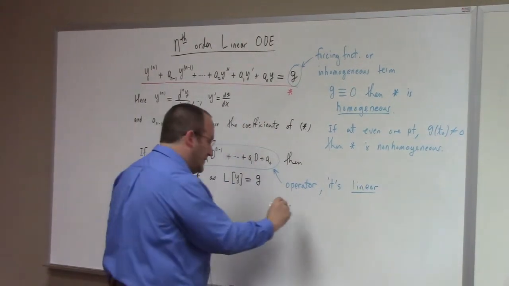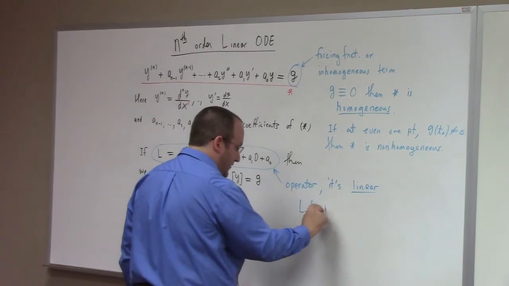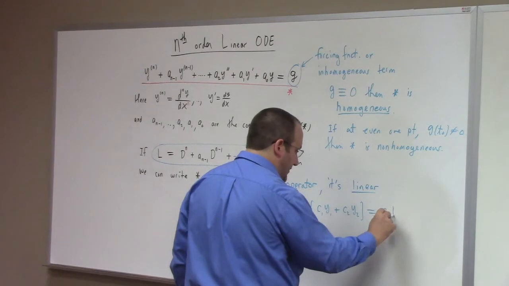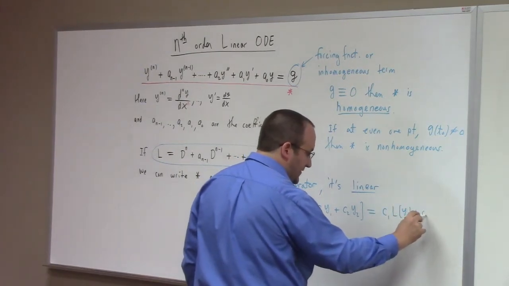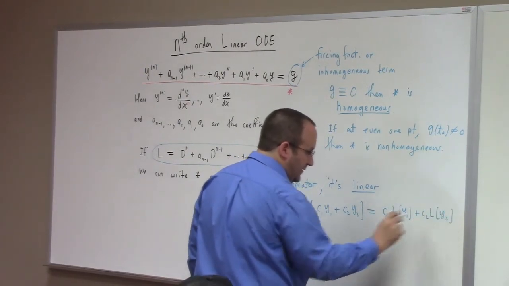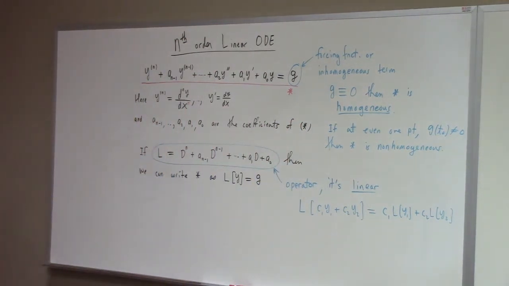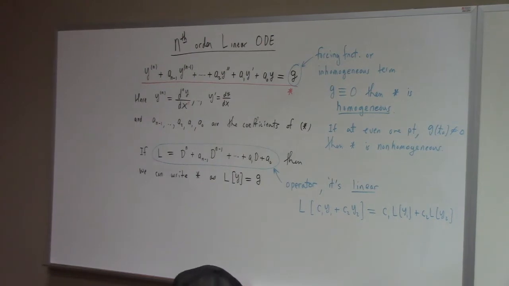What that means, guys, is that L of C1y1 plus C2y2 is equal to C1 L of y1 plus C2 L of y2. This is true because this operator is formed by successive multiplications, additions, and just differentiations. Well, differentiation, the sum of derivatives is the derivative of the sum, and you can pull constants out of a derivative. You can also pull constants out of a second derivative, or third or fourth. So you put that all together, you get linearity of this operator.